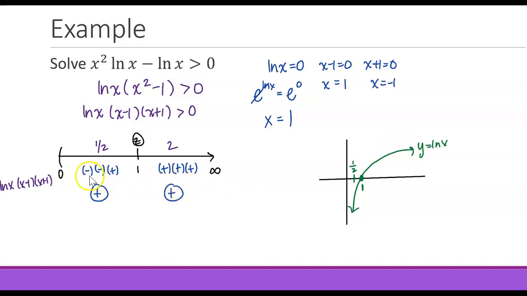So this entire number line is positive, right? All the way across, this entire thing is positive, except at 1 where I'm equal to 0. So I don't want to include 1 in my answer. So my answer is going to look like all x values from 0 to 1, not including 1 because that's where I'm equal to 0, not greater than 0, and everything from 1 to infinity.